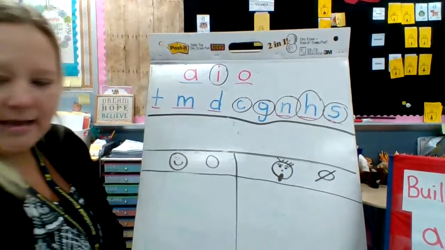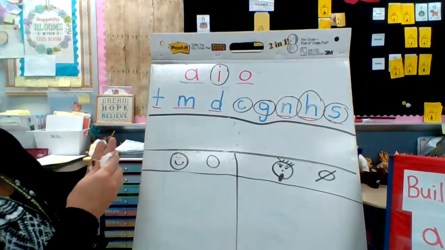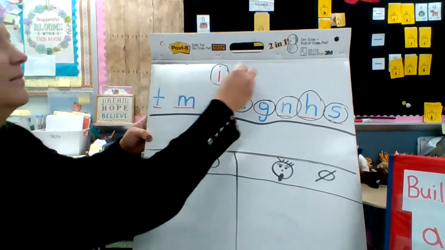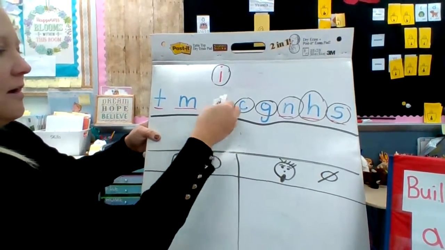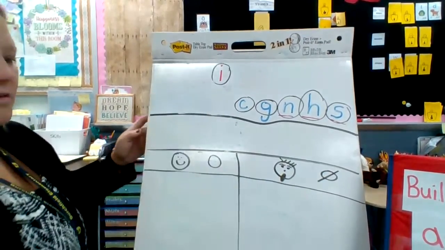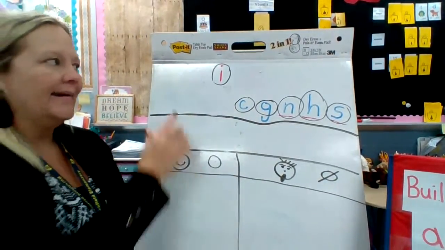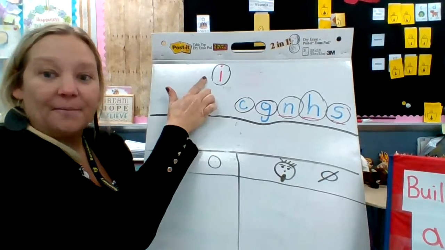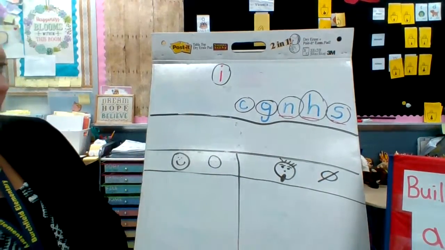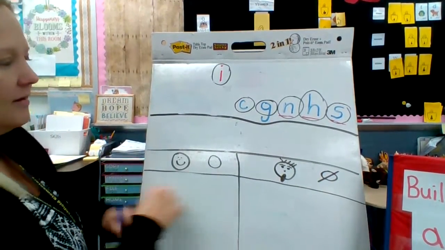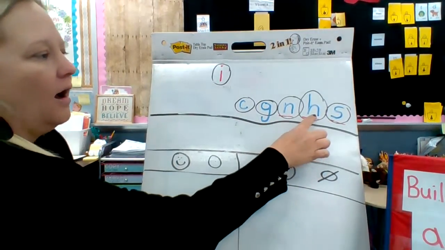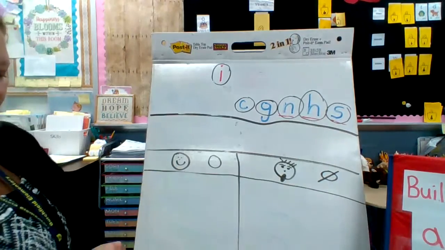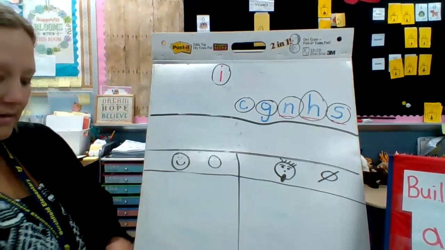All right, so today let's focus on I. And we're also going to just focus on the sounds that are circled here, okay? So we've got I that we're going to put in the middle. And then we have k, g, n, h, s. All right, so we're going to work on these. We're going to put them together.